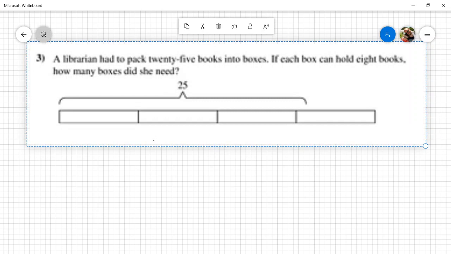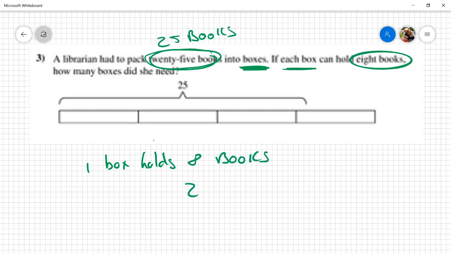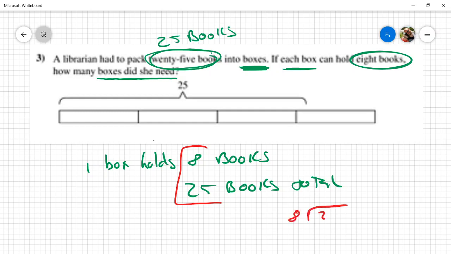A librarian had to pack 25 books into boxes. Each box can hold 8 books. So that means one box holds 8 books. We have 25 books total. How many boxes does she need? Well, one box holds 8 books, 25 books total. So if I take how many books can be held divided into the total books, 8 books into 25. 8 goes into 2 zero times. 8, 16, 24. So I can go 3 times. 8 times 3 is 24, and then I have 1 book left.